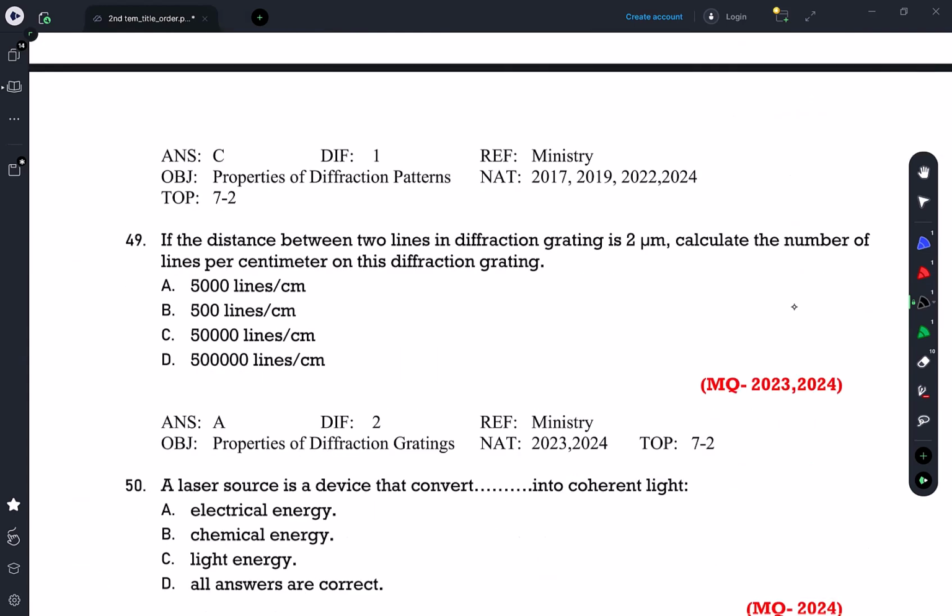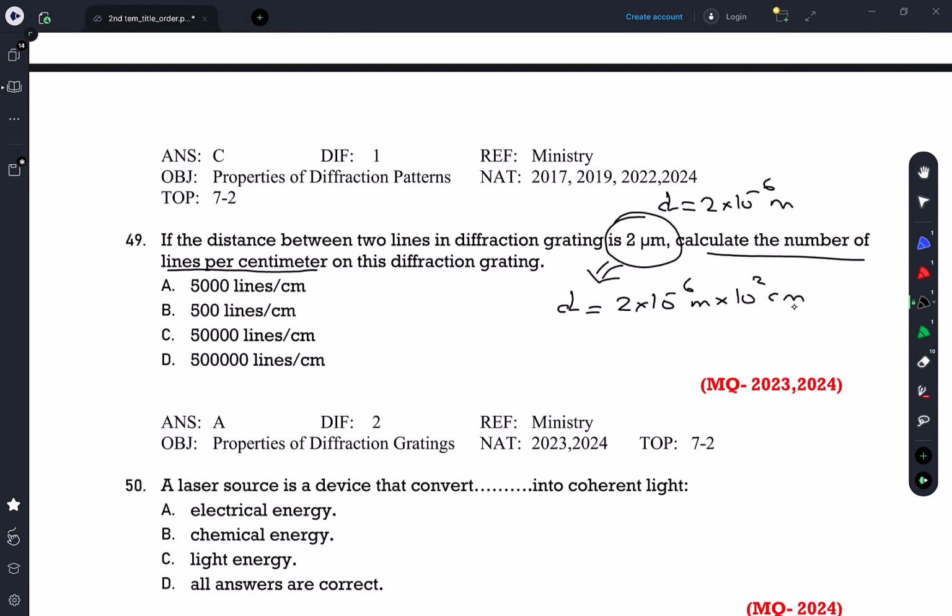If the distance between two lines in a diffraction grating is 2 micrometers, the slit spacing D, converting micrometer to meter, is multiplied by 10 to the power of negative 6. Calculate the number of lines per centimeter. It is better to write in terms of centimeter. So 2 times 10 to the power of negative 6 meter must be converted to centimeter by multiplying by 100. So D is equal to 2 times 10 to the power negative 4 centimeter.